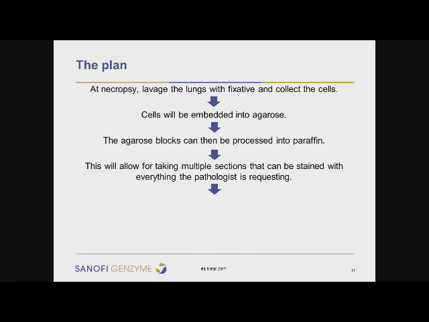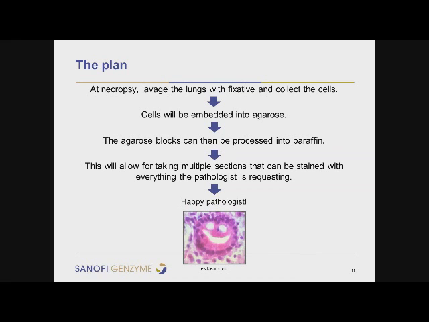So as usual, I have to come up with a plan. So here it is. At necropsy, I was going to lavage the lungs with fixative and collect the cells. The cells would then be embedded in agarose. The agarose blocks can then be processed into paraffin, and this will allow us to take multiple sections that can be stained with everything that the pathologist is requesting, leading to a happy pathologist.